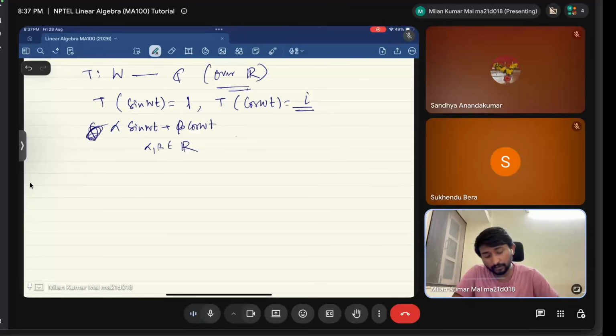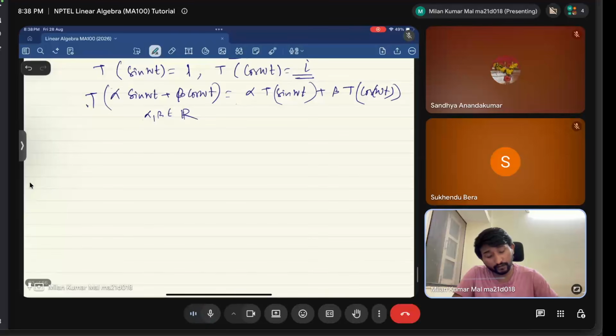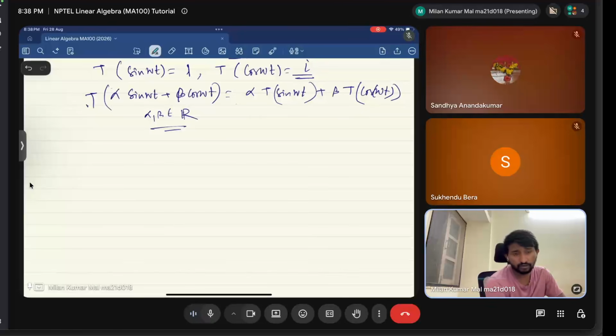Then T, the linear transformation T, is nothing but alpha of T sin wt plus beta of T cos wt. Okay, this is what the function is. So now, for some alpha, beta belonging to the real numbers, this is the arbitrary element. An arbitrary element in W looks like this way, that I have proved also. And T makes the map which should look like this. So that's using the linearity, because I want to define a linear map.